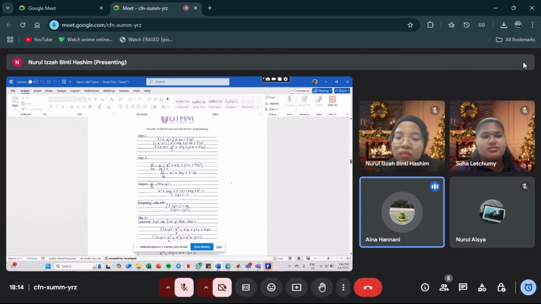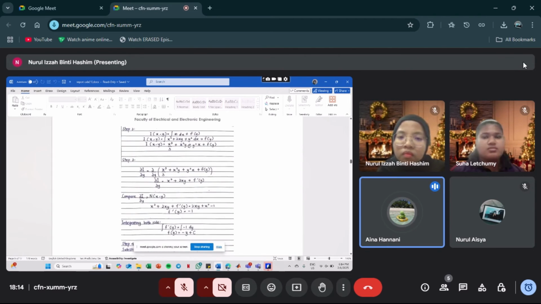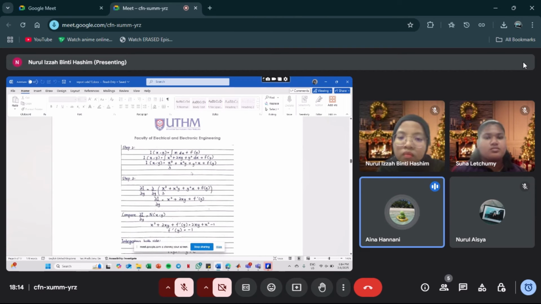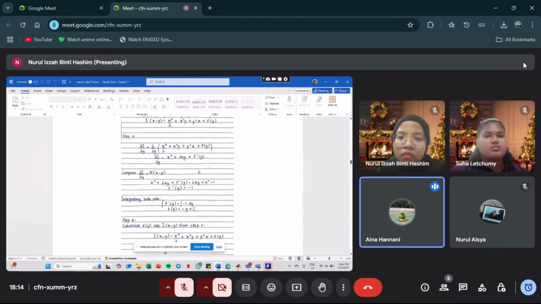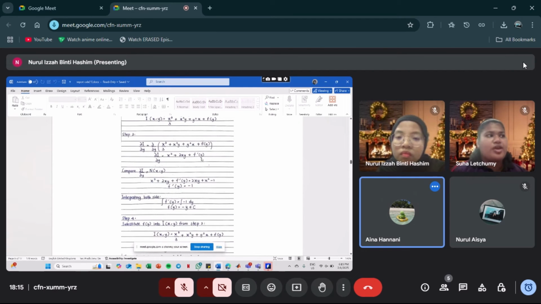The next step is we discover I(x,y) by integration of M with x as an independent variable. I(x,y) equals the integration of M dx plus f(y). We will get the value of I. The next step is step 3, discover f(y) by differentiating I(x,y) with respect to y. We will get x squared plus 2xy plus f prime y.